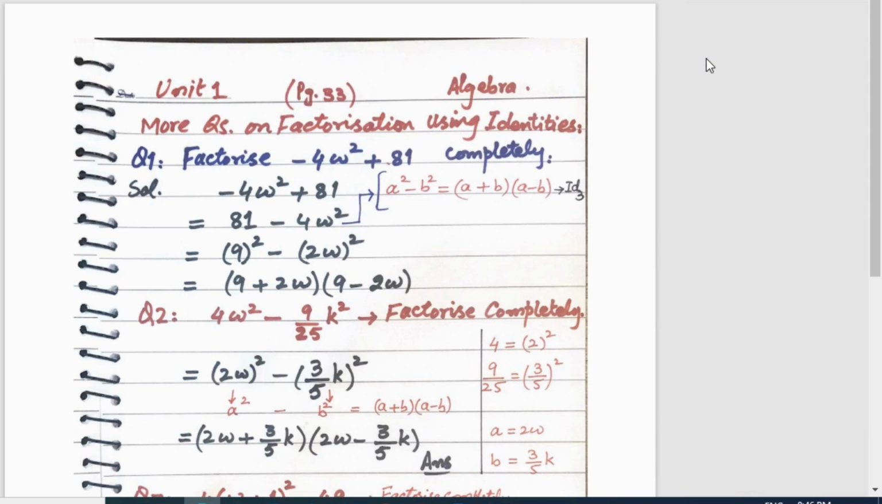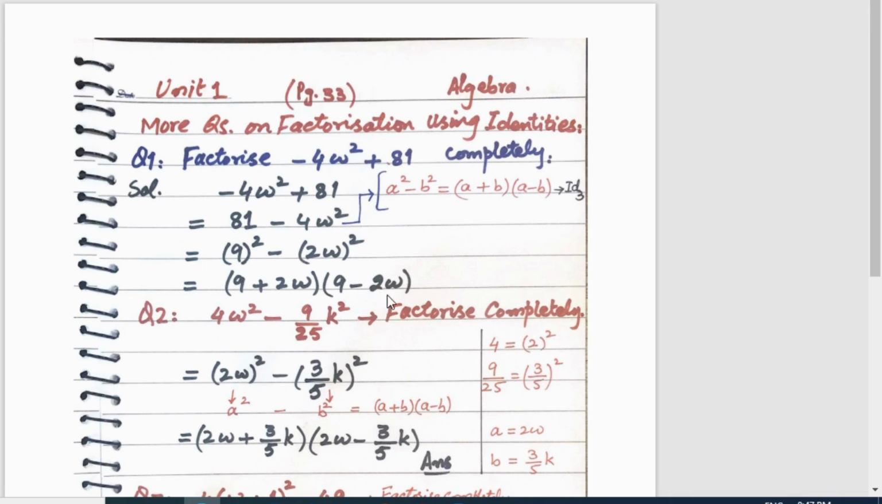Hello guys, my today's topic is more questions on factorization using identities. On pages 31, 32 and 33, I have explained almost 9 or 10 questions on factorization using identities. Do watch all the videos on pages 31, 32, 33 and maybe 34. I will continue the same topic with different questions so that the whole topic is clear in your minds.